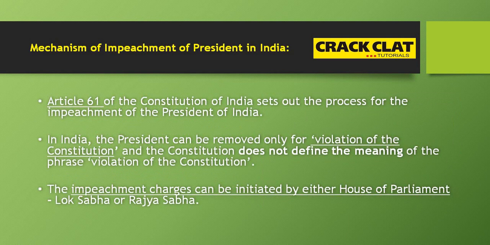Mechanism of impeachment of President in India. Article 61 of the Constitution of India sets out the process for the impeachment of the President of India. In India, the President can be removed only for violation of the Constitution, and the Constitution does not define the meaning of the phrase violation of the Constitution. The impeachment charges can be initiated by either House of Parliament, Lok Sabha or Rajya Sabha.